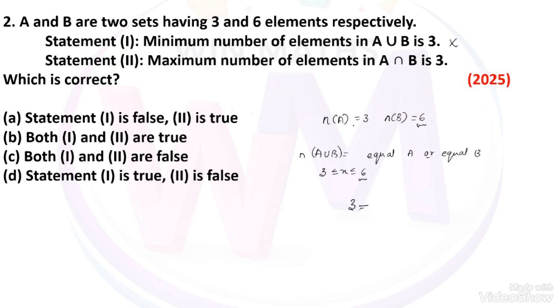Because both sets have the same number of elements, n of A is 3 and n of B is 6. This is the intersection, meaning the common elements between these two sets will be 3. So the second statement will be right, and the first statement will be wrong. Then the right answer is: statement 1 is false, statement 2 is true.